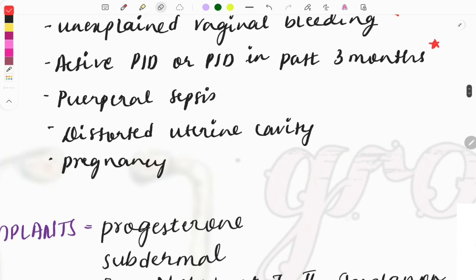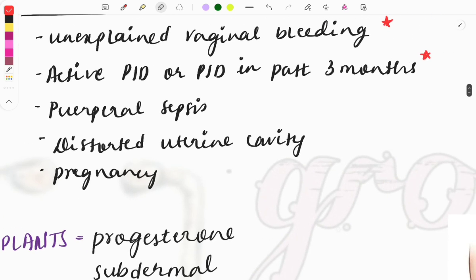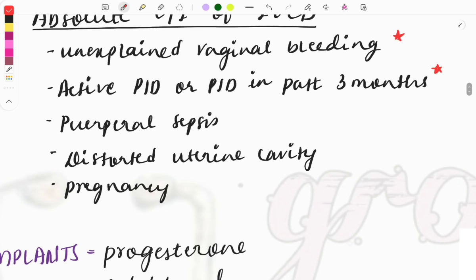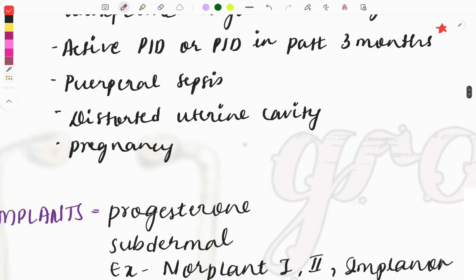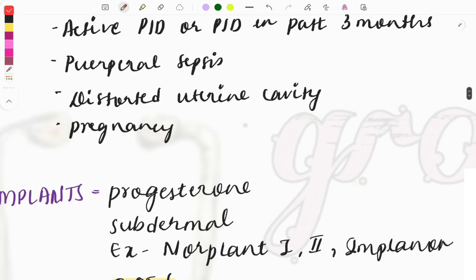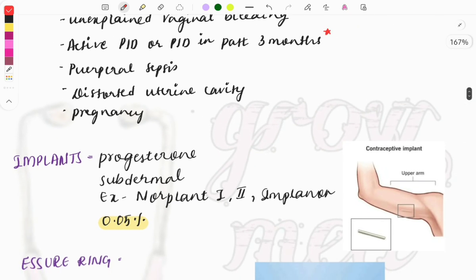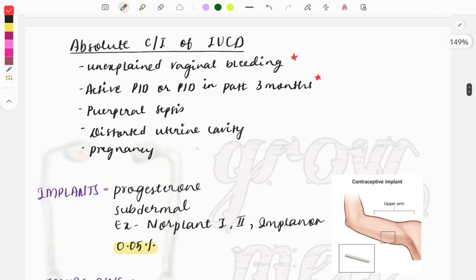Then puerperal sepsis, because this is also an infection, and in case of PID also, this is not inserted, because it becomes a foreign body, right? So it is like we are again inviting infections in the genital tract. So in case of any kind of infection, we will be avoiding it. Distorted uterine cavity, like sometimes in case of the septate or bicornuate uterus and all those uterine anomalies, and in case of pregnancy. So these are the absolute contraindications.